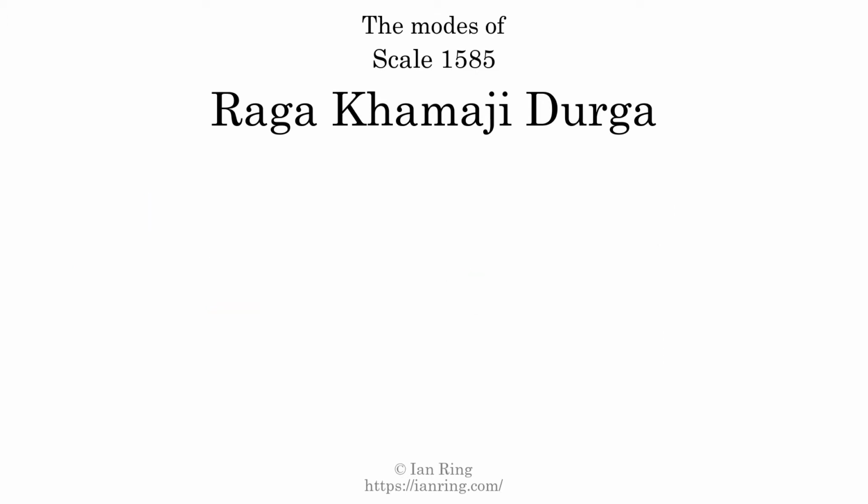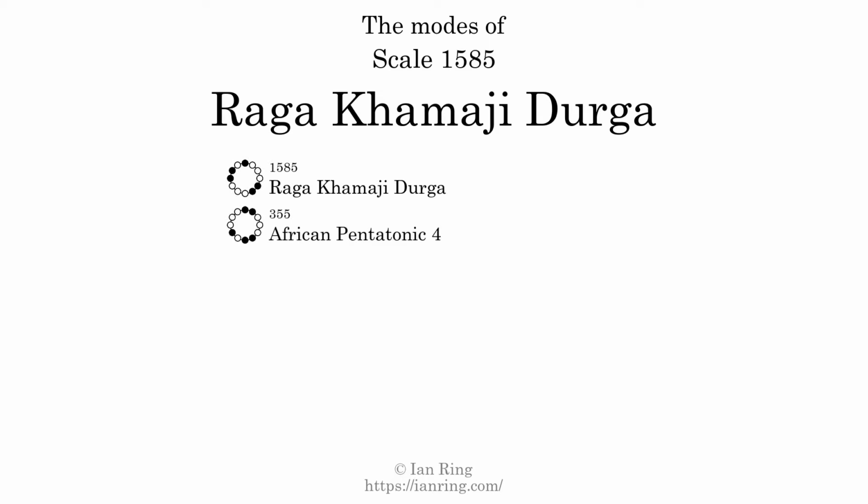This scale has 5 modes. The first mode is itself. The second mode is scale 355, also known as African Pentatonic 4. It sounds like this.